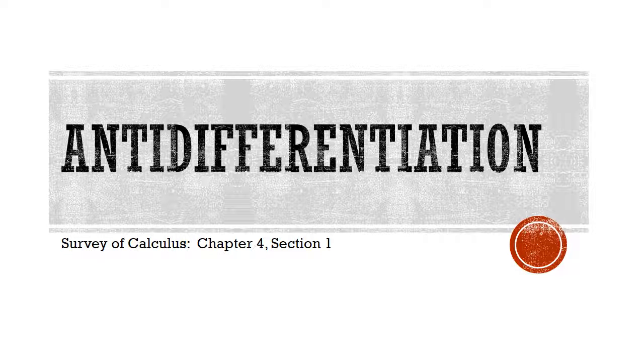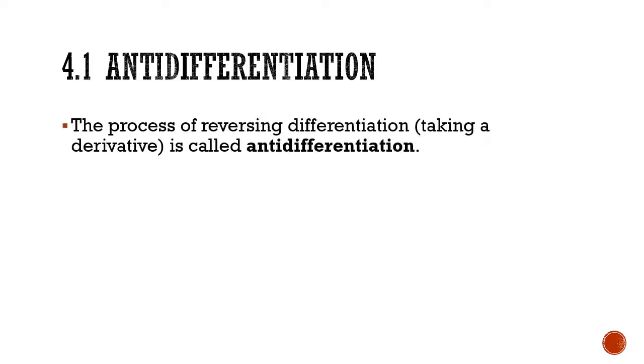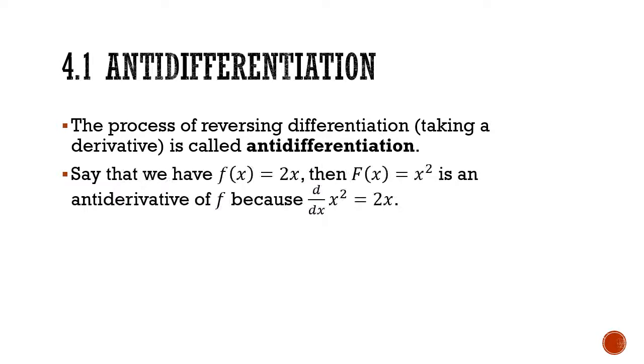Survey of Calculus, Chapter 4, Section 1, Antidifferentiation. The process of reversing differentiation, and remember, differentiation is just taking a derivative, is called antidifferentiation.